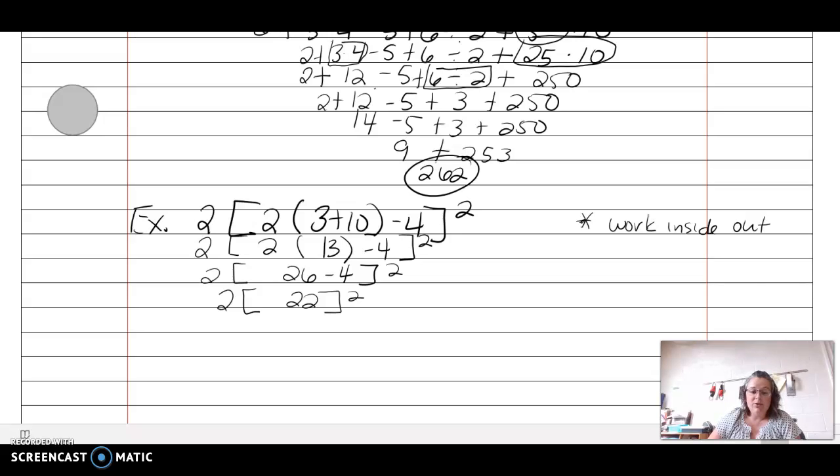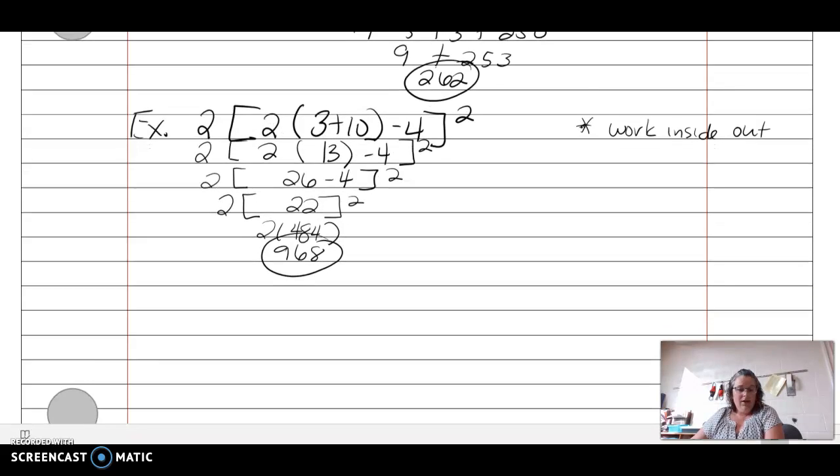Right now you have 2 times 22 squared. According to our order of operations, you have to do the exponents first after you've done the grouping symbols. There's nothing inside here to do anymore. 22 is just 22. So now we go to our exponents. 22 squared is 484. So I have 2 times 484, which gives me 968 as your final simplification there. Again, you want to work your way from the inside out and then follow order of operations.